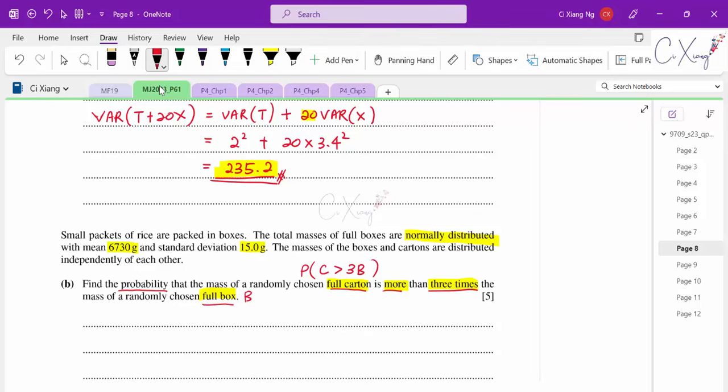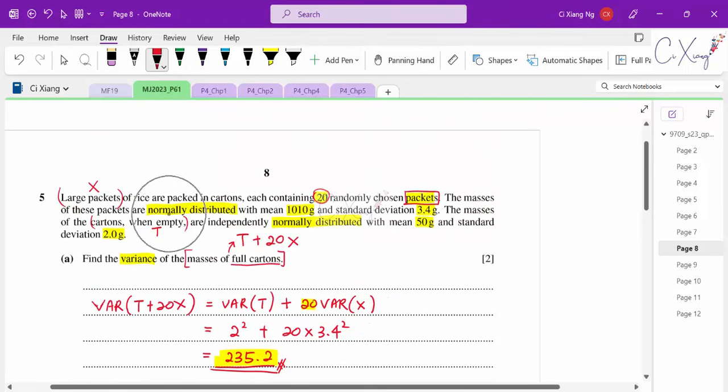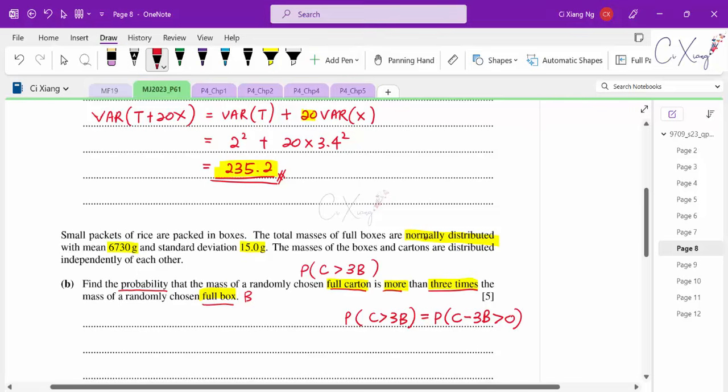Before you can find the probability of C greater than 3B, both sides have variables, so I cannot continue with the calculation. What I need to do is change all the variables to one side so that you have C minus 3B greater than 0. When I have all my variables on one side, I can proceed to find the mean and variance for this variable, then continue with the calculation for probability. Since all the keywords say normally distributed, we have to find the mean and variance before we can calculate the probability.